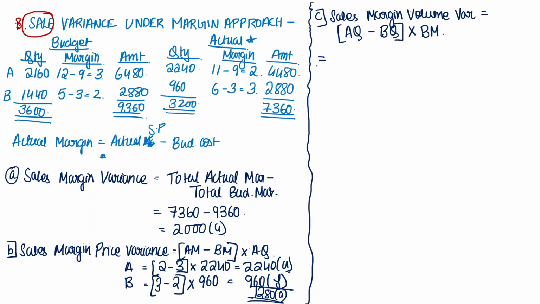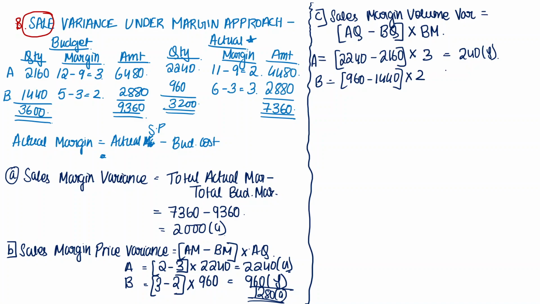So that is equal to, for A, actual quantity 2240 minus budgeted quantity 2160 into budgeted margin 3 rupees. Next, 960 minus 1440 into 2. That gives 960 adverse.